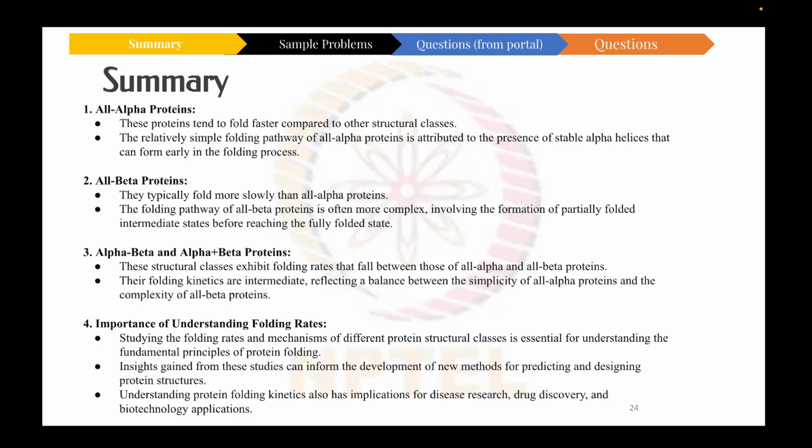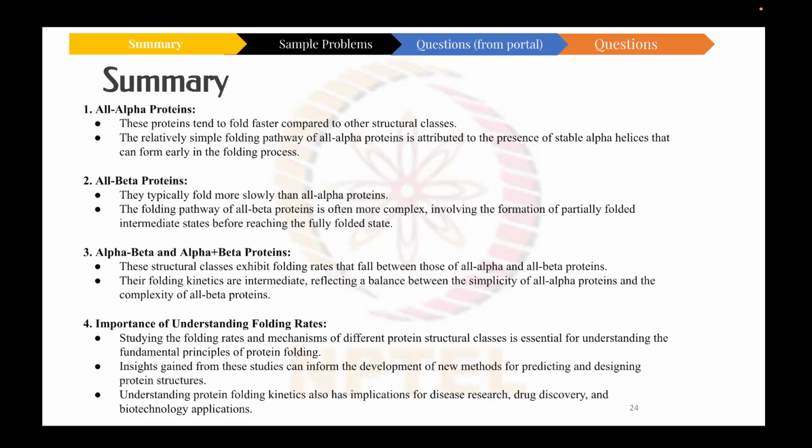With respect to general trends, there is significant variability within each structural class. Individual proteins within the same class may exhibit unique folding kinetics due to differences in sequence, size, and specific structural features. Factors such as the rate of acid, specific post-translational modifications, and interactions with ligands or other molecules can further influence folding rates.